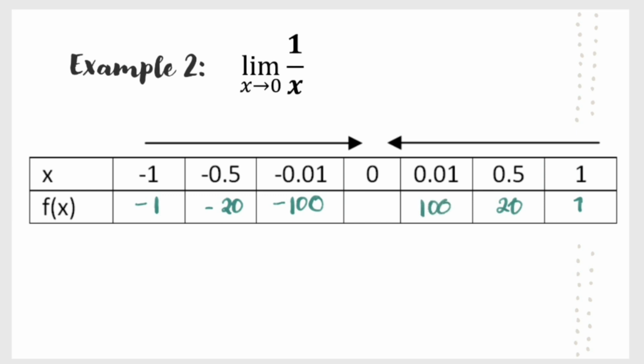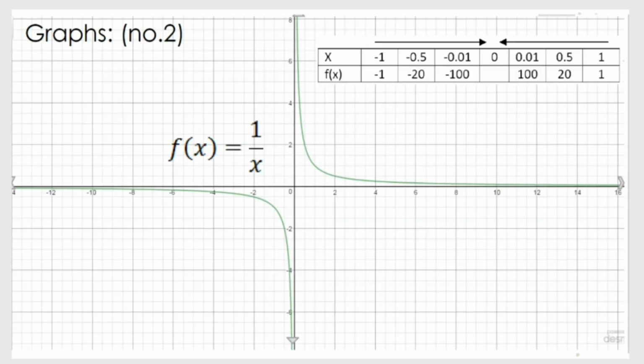Since the values from the left and right of 0 do not approach the same particular number, the limit of the function as x approaches 0 does not exist. If we look at the graph as x approaches 0, we can see that the graph turns in different directions, so they will not meet at a particular point. That is why the limit of the function does not exist.